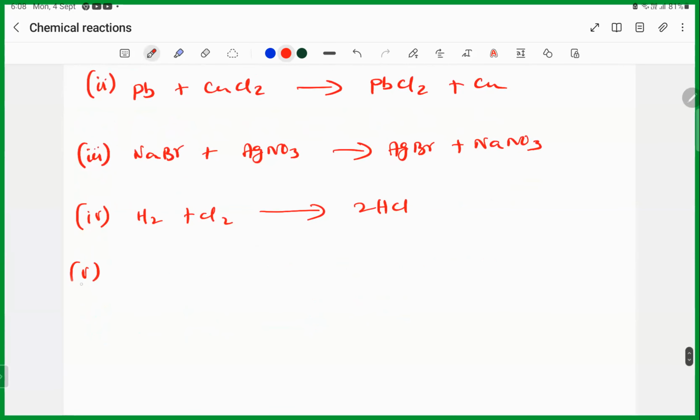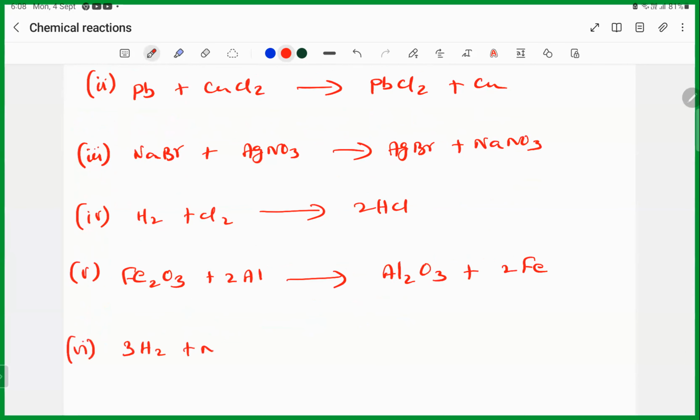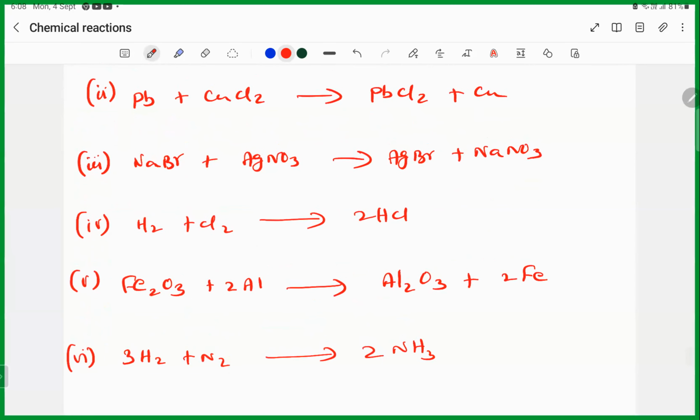Number 4, H2 plus Cl2 gives 2HCl. Number 5, Fe2O3 plus 2Al gives Al2O3 plus 2Fe. Number 6, 3H2 plus N2 gives 2NH3. Now you answer.